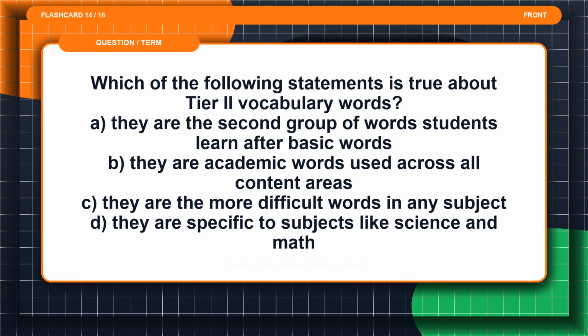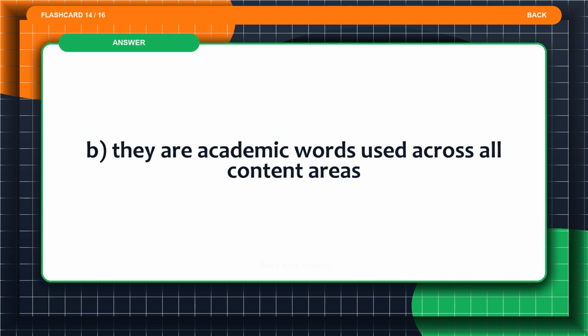Flashcard 14. Which of the following statements is true about Tier II vocabulary words? A. They are the second group of words students learn after basic words. B. They are academic words used across all content areas. C. They are the more difficult words in any subject. D. They are specific to subjects like science and math. Think of the answer before the reveal. The answer is B. They are academic words used across all content areas.